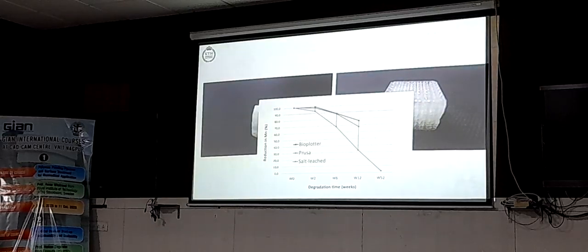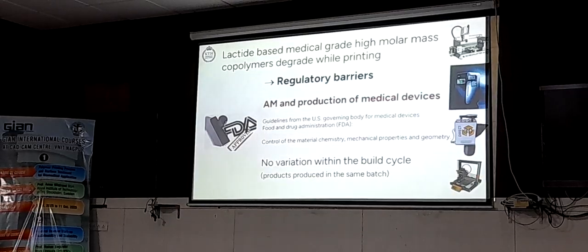And why do I bring this up? Because this is a major problem when we come to the regulatory issues when using these degradable polyesters in printing. Because the regulatory says that we cannot have any variation within the build cycle. We need to have a reproducible process in order to get through the regulatory issues. And today that is very difficult.